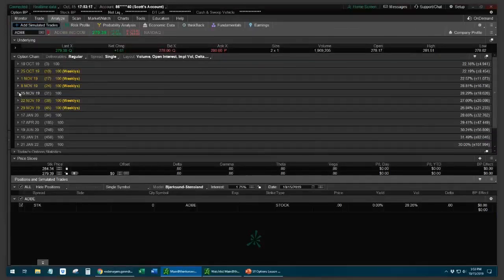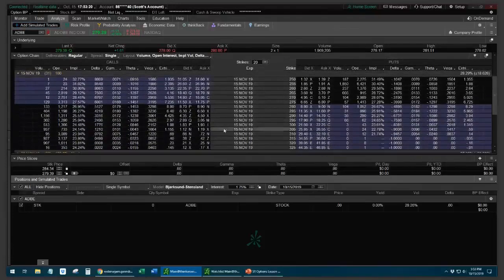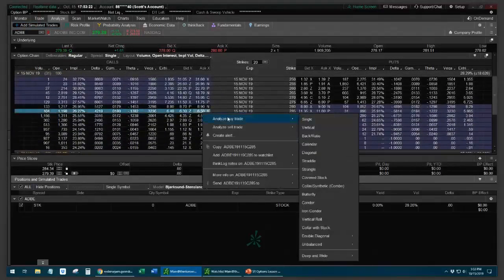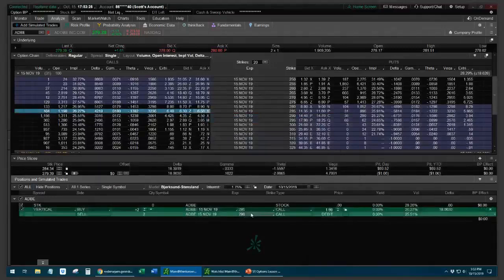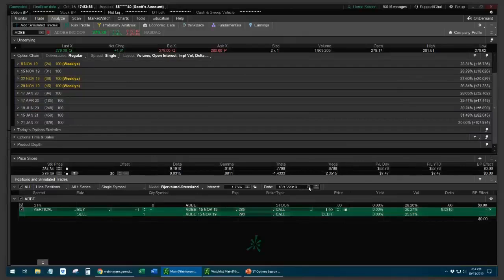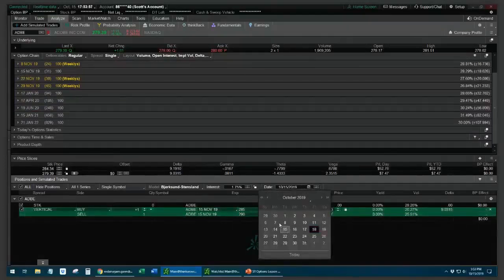So let's take a look at a November 15. Let's do a 285 vertical with a 290 as our short side. Change this to 1. So we're buying a 285, we're selling a 290. Let's say we did that for $1.92. Okay, November 15. I'm going to change this back a week. I'm going to go back from today back to last Monday.